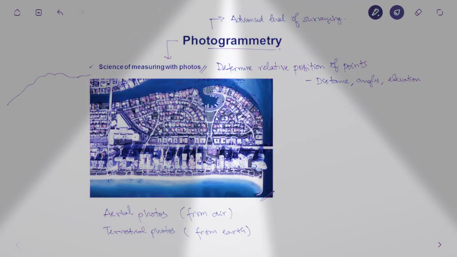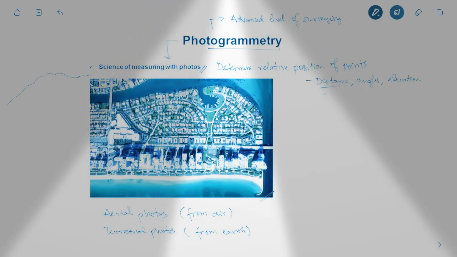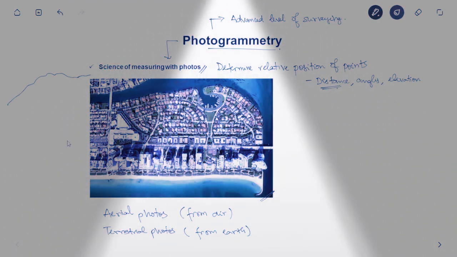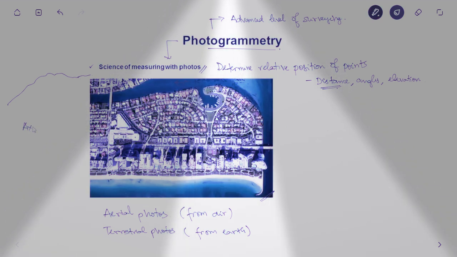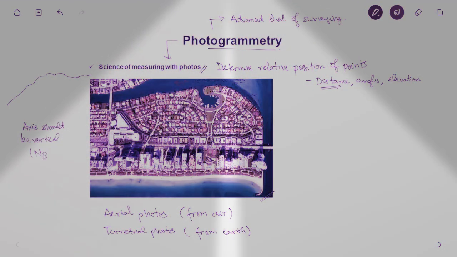So apart from that, you also have terrestrial photos, which is used very rarely, which is from the ground surface itself. So here we should take care that these vertical photos, when you take, the axis should be as vertical as possible. Otherwise, if it is even 1 degree tilted, you might not get these distances accurately. So the axis should be as vertical as possible. Any unintentional tilt, even if it is a 1 degree tilt, it will give a different distance.